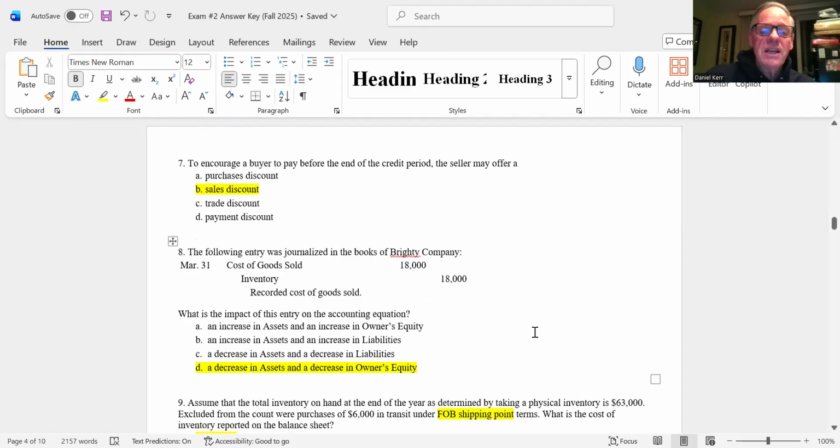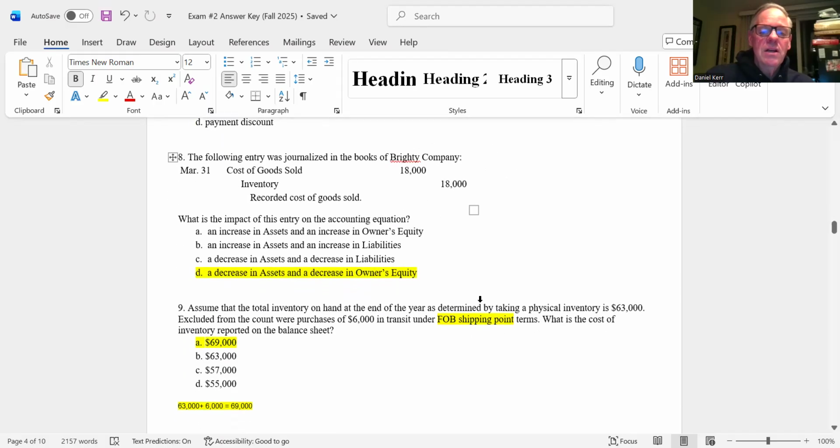The effect on the accounting equation is that you get a debit to cost of goods sold, and that's going to be a decrease in owner's equity. Anytime you have an expense, that's a decrease in owner's equity. And you get a credit to inventory. Inventory is an asset, so anytime you have a credit to an asset account, it's going to reduce that. So your correct answer is a decrease in assets and a decrease in owner's equity. Cost of goods sold reduces owner's equity, and the credit to inventory actually reduces the asset. So the correct answer there is D, as in dog.